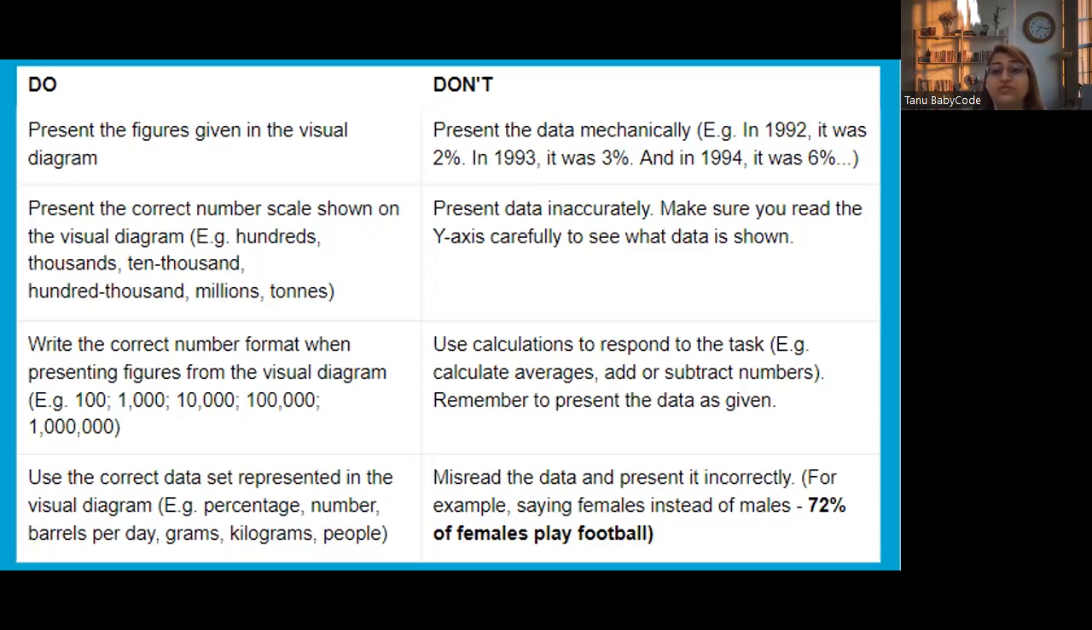Now, what are the don'ts? Don't present the data mechanically, like in 1992, it was 2%, 1993, it was 3%, 1994, it was 6. Don't present the data inaccurately. Make sure you read the y-axis carefully. Don't use calculations to respond to tasks, for example, calculating the averages. Don't misread the data and present it inaccurately. You have to write it correctly.